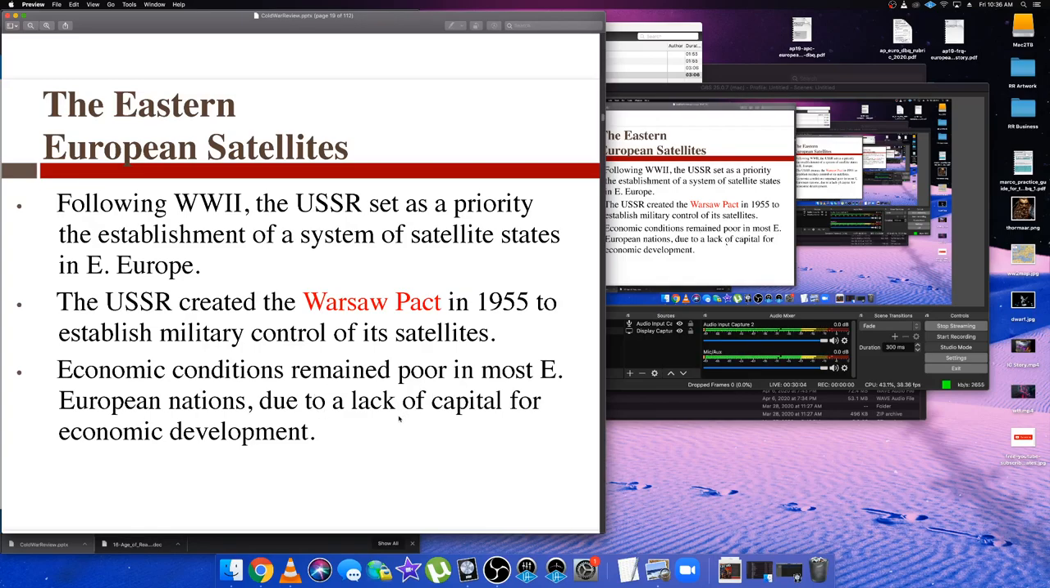Economic conditions remained very, very poor in most of these Eastern European nations due to a lack of money for economic development. Remember, even going into World War II, although Russia is now industrialized, they're still nowhere near as advanced as the American military is. Although right after World War II, they do manage to have a significant boost to their military technology because they steal technology from the Germans.